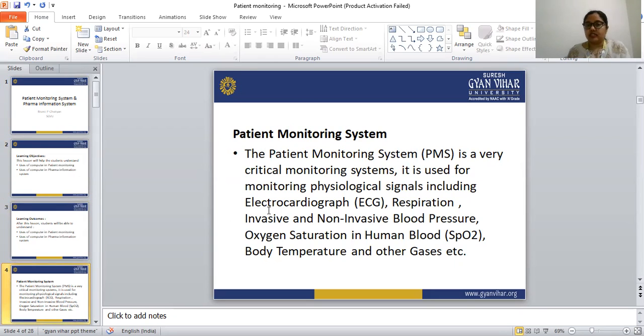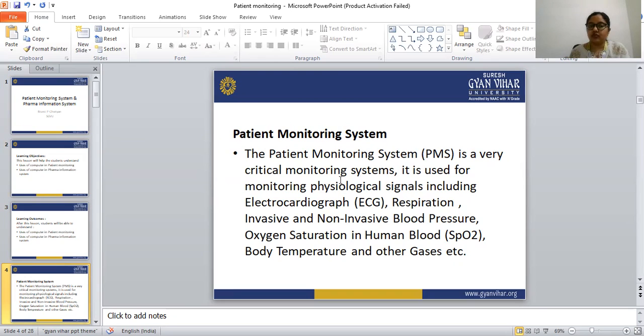So, the patient monitoring system is a very critical monitoring system. It is used for monitoring physiological signals including electrocardiograph, that is ECG, respiration, invasive and non-invasive blood pressure, oxygen saturation in human blood, SpO2, body temperature, and other gases. We can do all these parameters with the help of the computer also, so patient monitoring is very easy with the help of the computer.